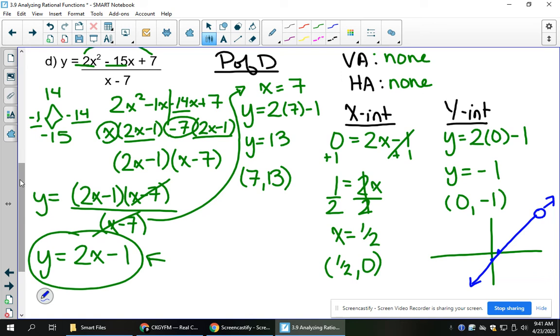That would help me to say the domain is x cannot equal 7, x is a real number, y cannot equal 13, y is a real number for the range, and we could do a lot of work with this graph.